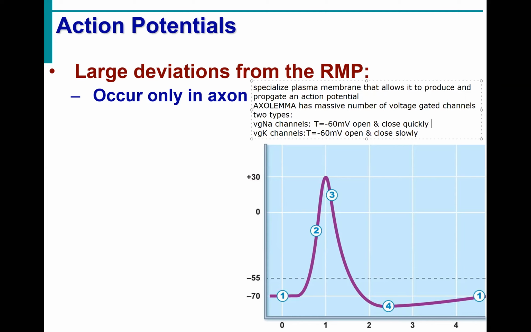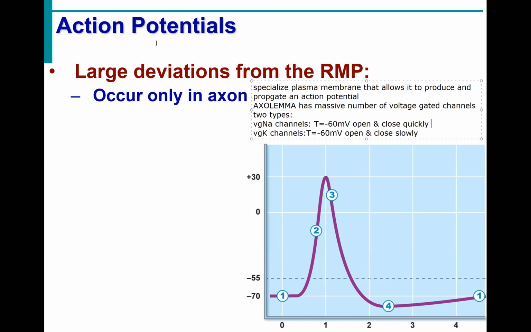But the speed at which they open is different. Voltage-gated sodium channels open right away. And when you pass negative 60 going up, and when you pass negative 60 going down, they close right away as well. Voltage-gated potassium channels, when you pass negative 60, take a lot longer to open. And when you pass negative 60 going down, they take a lot longer to close.